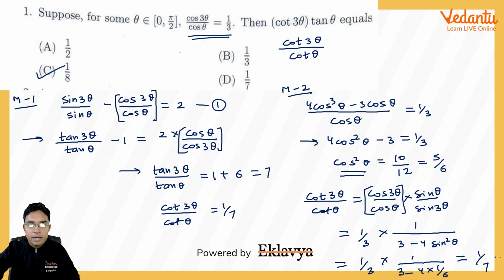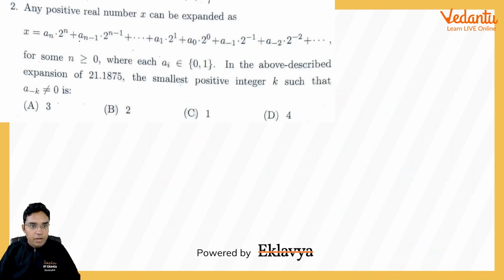Coming to the next question. We are given that any positive real number x can be expanded as x is equal to a_n 2 power n plus a_(n-1) 2 power n minus 1 and so on, a_0 2 power 0 plus a_(-1) 2 power minus 1 plus a_(-2) into 2 power minus 2 and so on, where a_i are either 0 or 1, this is curly bracket, and n is greater than or equal to 0.